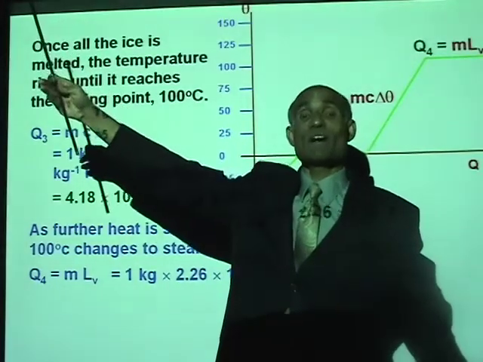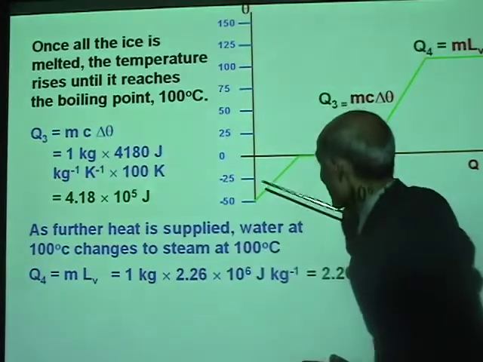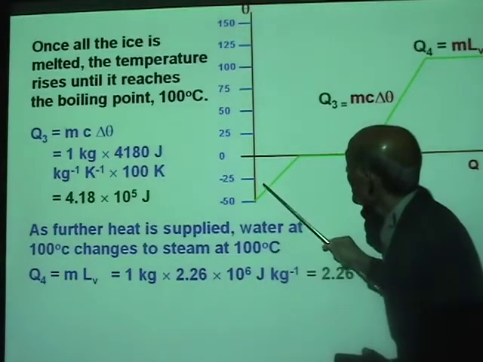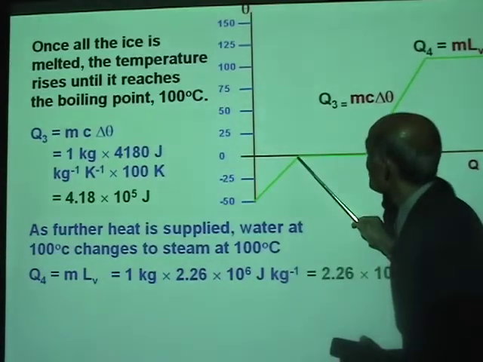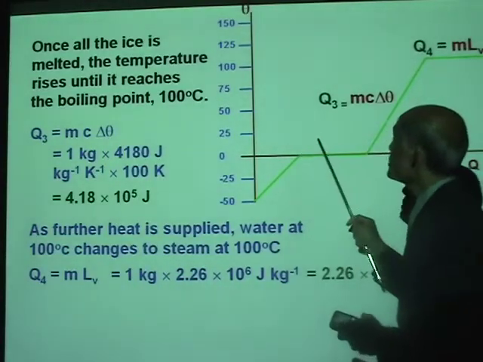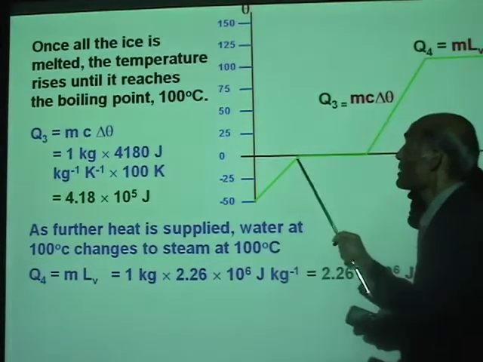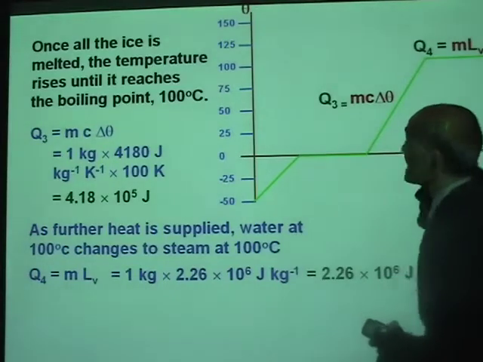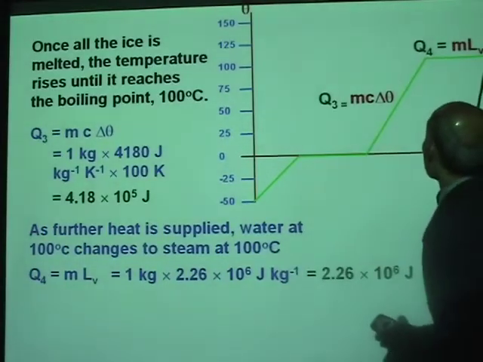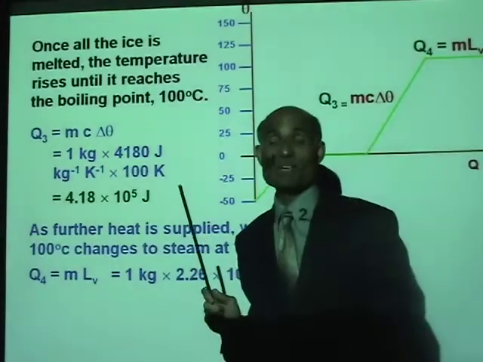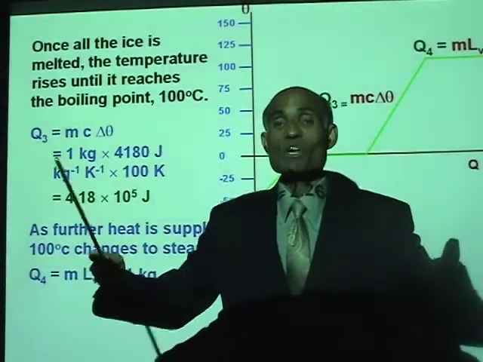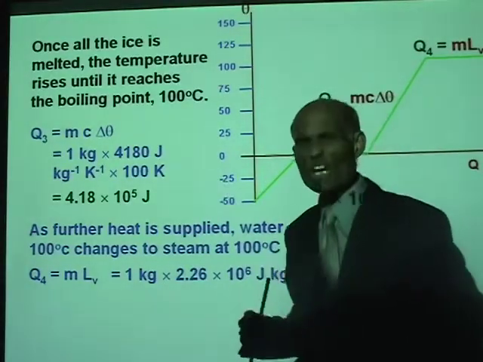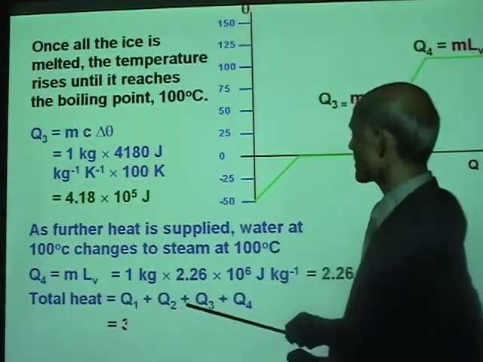If I now want to calculate the total quantity of heat absorbed by ice at minus 50 degrees to become vapor at 100 degrees, you've got to now add all these. You see that? Q1 is mc delta theta, change in temperature. Q2 is mLf, no change in temperature, latent heat. Q3 is mc delta theta. And Q4 is mLv. If you follow this pattern, you can solve any problems in calorimetry.